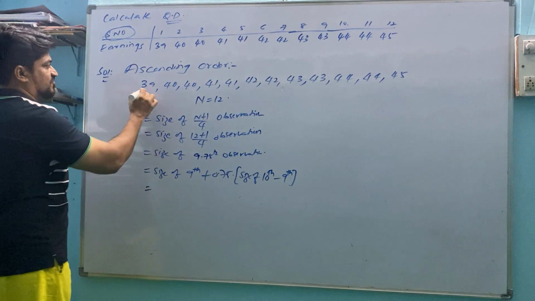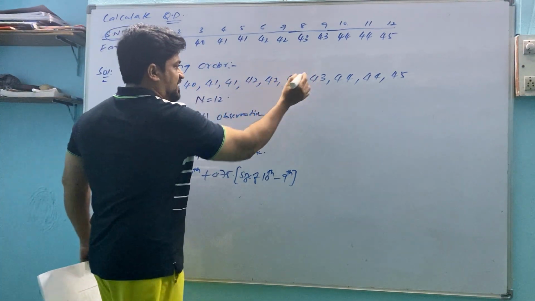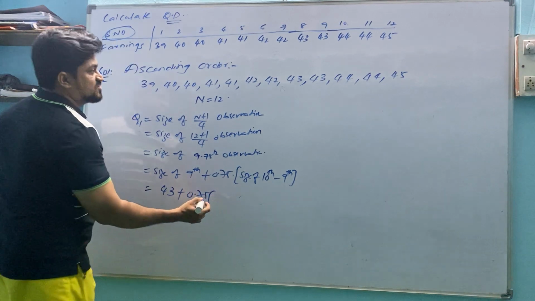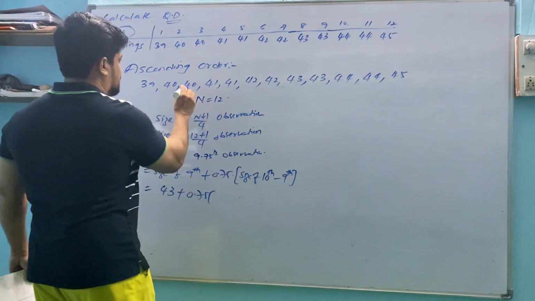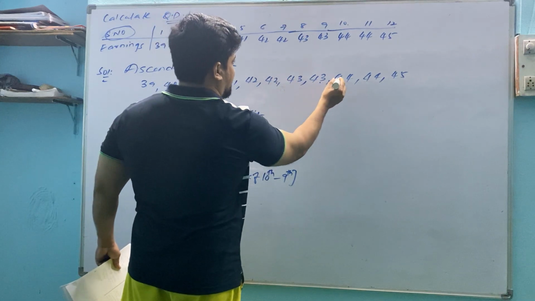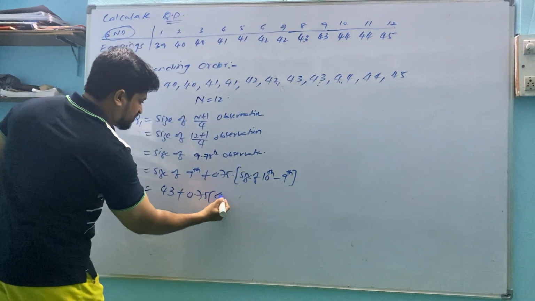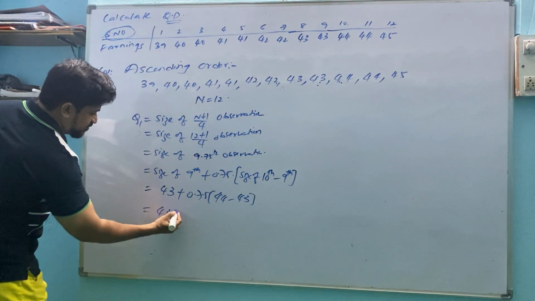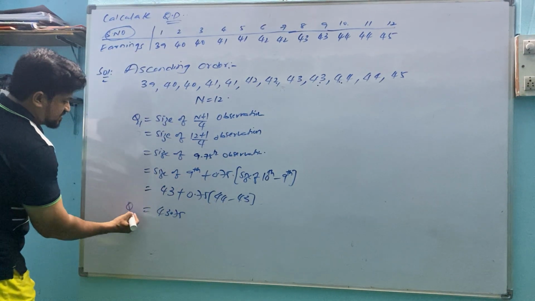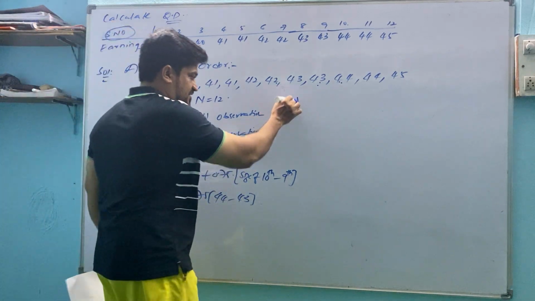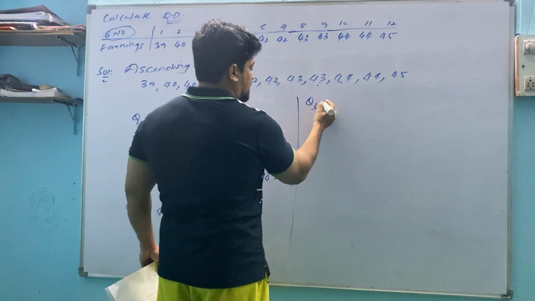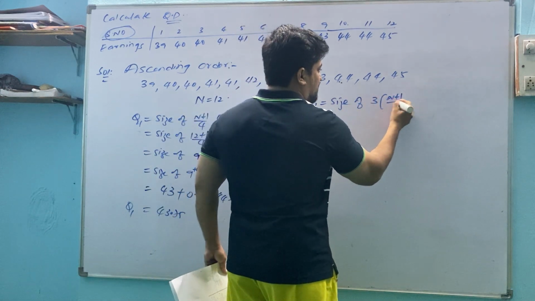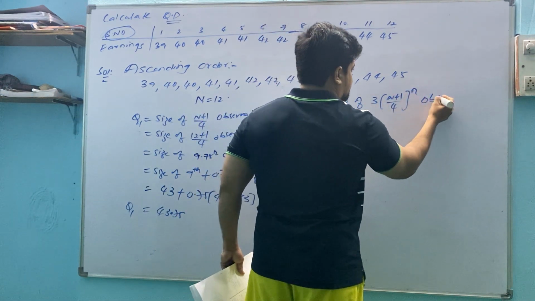Size of 9th observation, 1, 2, 3, 4, 5, 6, 7, 8, 9, is 43, plus 0.75 into size of 10th, 1, 2, 3, 4, 5, 6, 7, 8, 9, 10, 10th minus 9th, 44 minus 43. So this is 43.75. This is Q1.